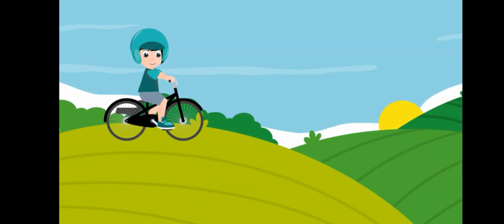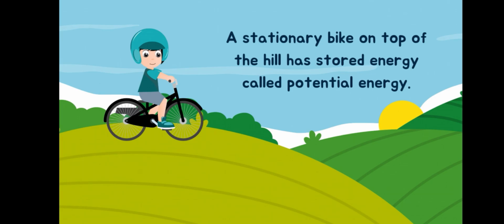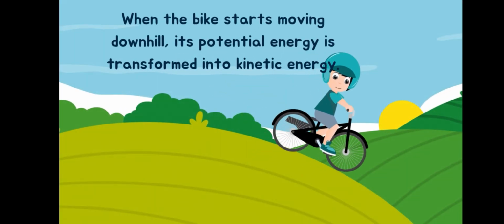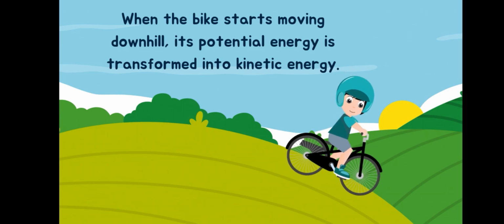That's it! A stationary bike on top of the hill has stored energy called potential energy due to its elevated position. But when the bike starts moving downhill, gravity converts the stored potential energy into kinetic energy, the energy in motion. This transformation illustrates the principle of conservation of energy, where energy changes forms but the total remains constant. The potential energy is not lost. It is transformed into kinetic energy, demonstrating the dynamic interplay between these two energy types.